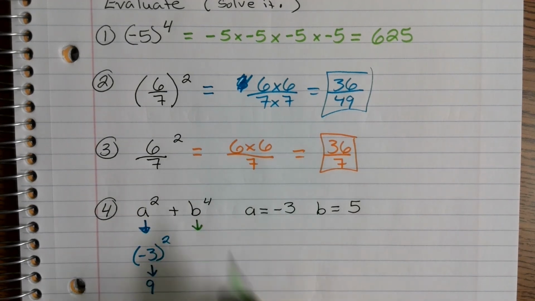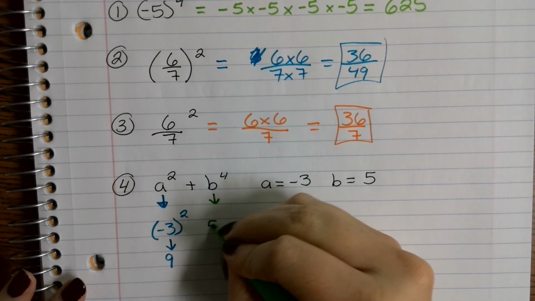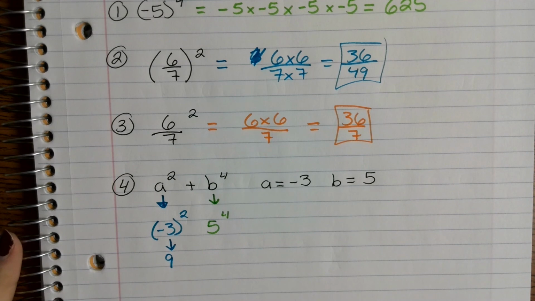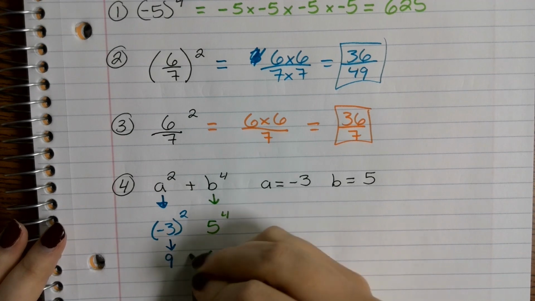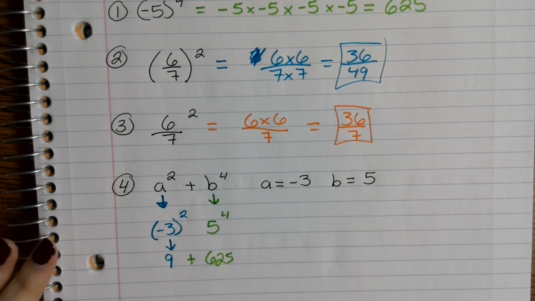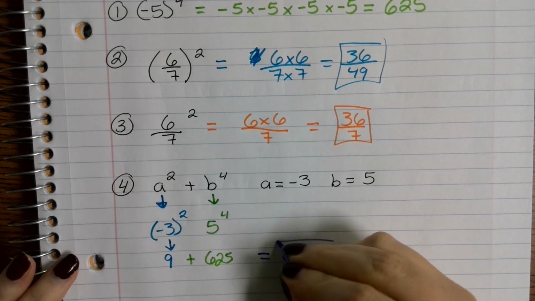Then you're going to change the B value to a 5. So this is now going to be 5 to the fourth power. 5 to the fourth power, as we already discussed before, is 625. And all you have to do is add between them. And that's going to give you your final answer of 634.